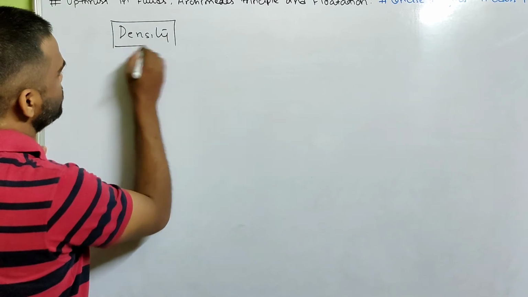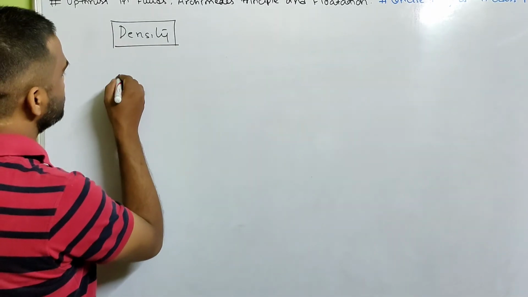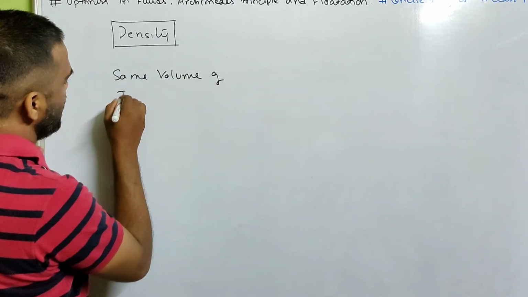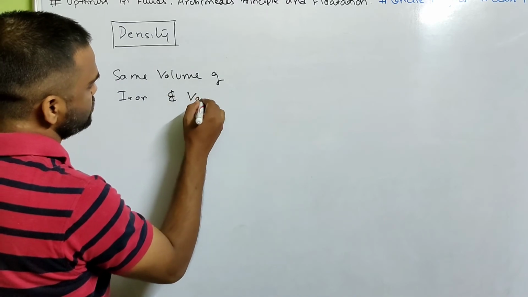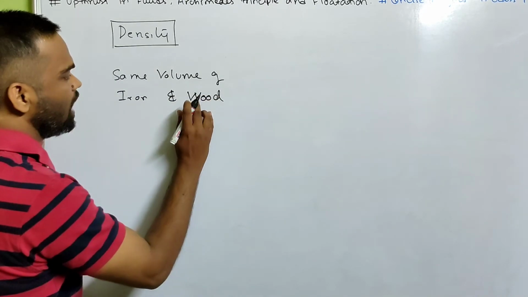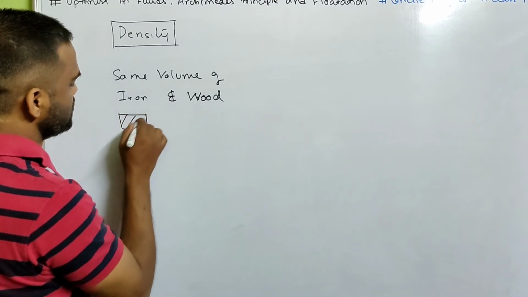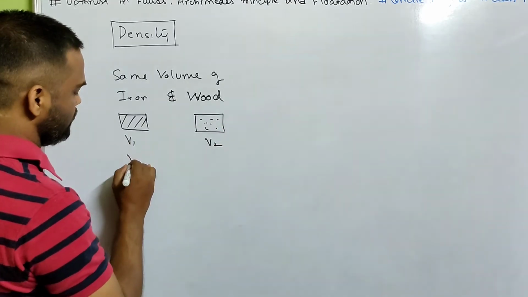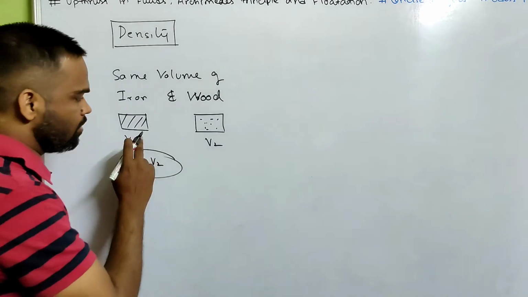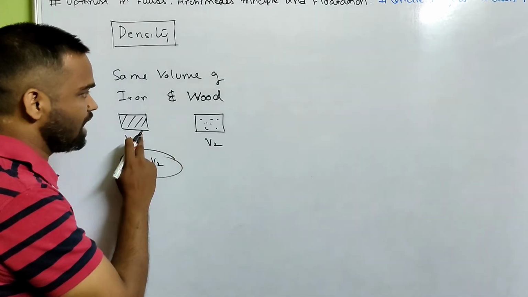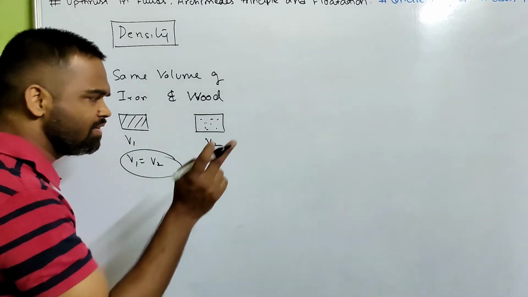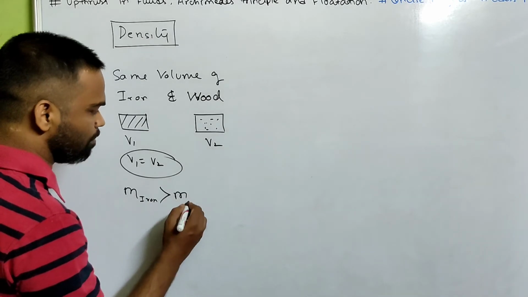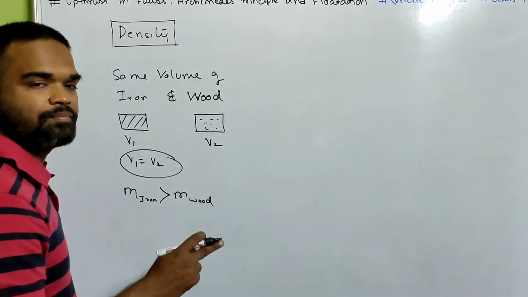Now take a scenario where you take the same volume of iron and wood. The volume is the same. Suppose the volumes are V1 and V2, V1 equals V2. Now, if you measure the mass of iron and wood having the same volume, we will notice that the mass of iron is greater than the mass of wood, but the volumes are the same.